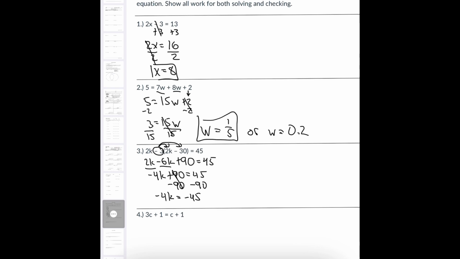And then finally, I have negative 4k equals negative 45, so I'm going to divide by negative 4 on both sides to cancel out with a negative 4k, which will give me that k equals 45 fourths. This is a fraction that does not actually simplify. So it's k equals 45 fourths, or as a decimal, you could say k equals 11.25.